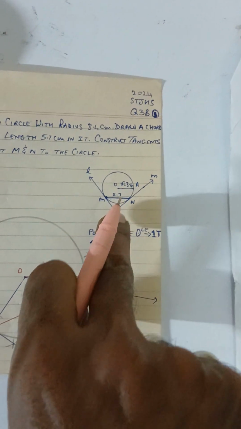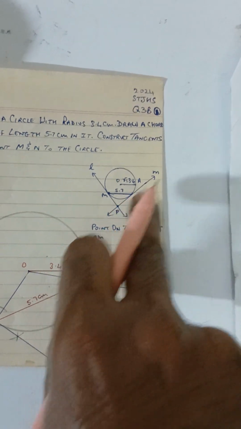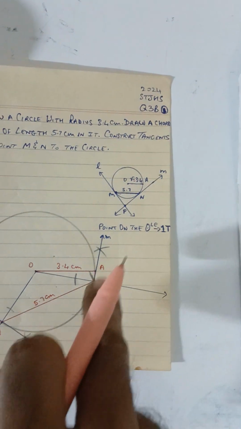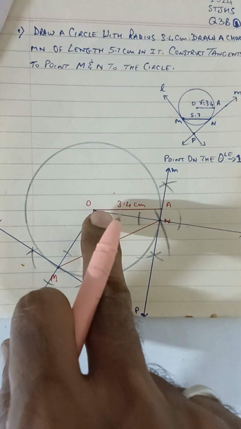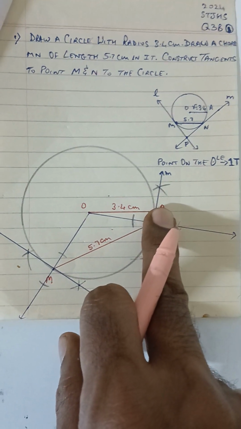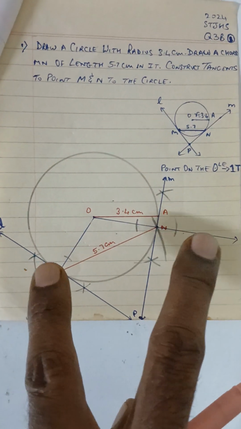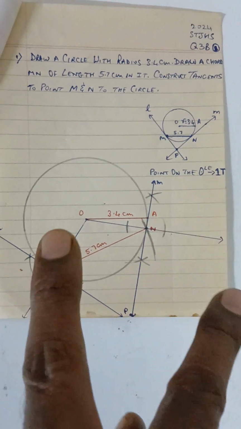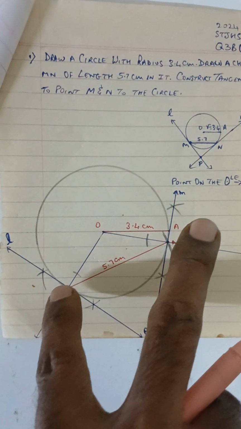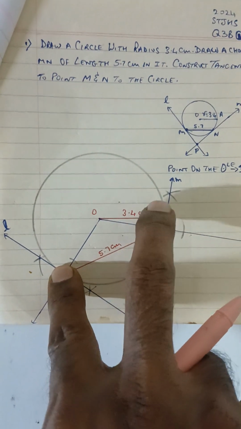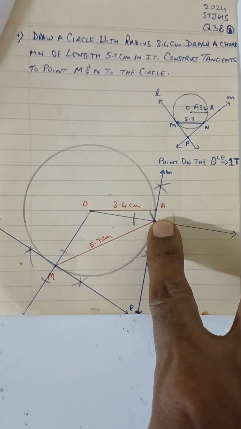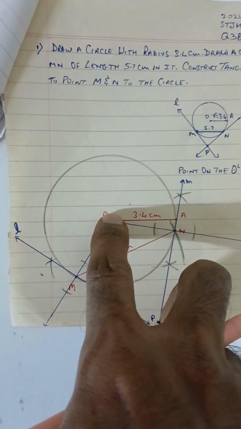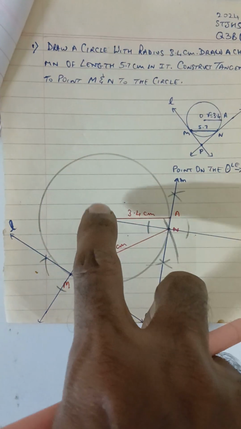According to the property, tangents drawn from an external point are congruent, so MP and PN are congruent. How to construct? First, we'll draw a circle of radius 3.4. Then we'll take a chord, taking measure of 5.7. Keep the compass over here. Draw a 5.7 arc. Join that and name it MN. Extend the radius OM and ON.